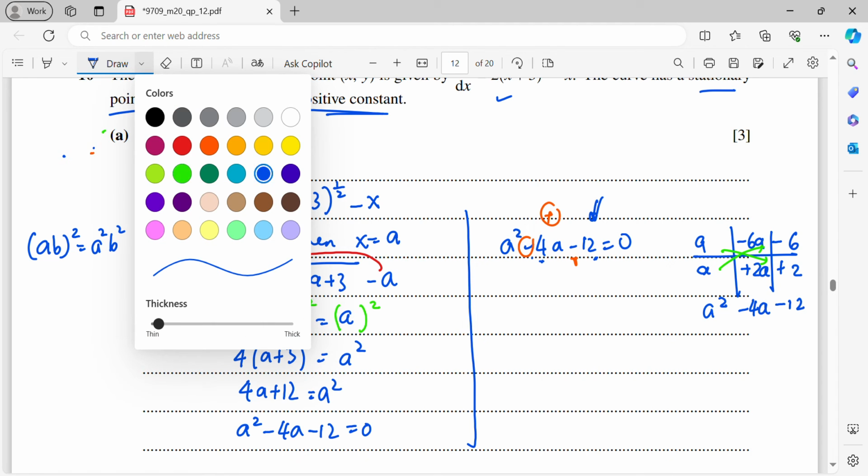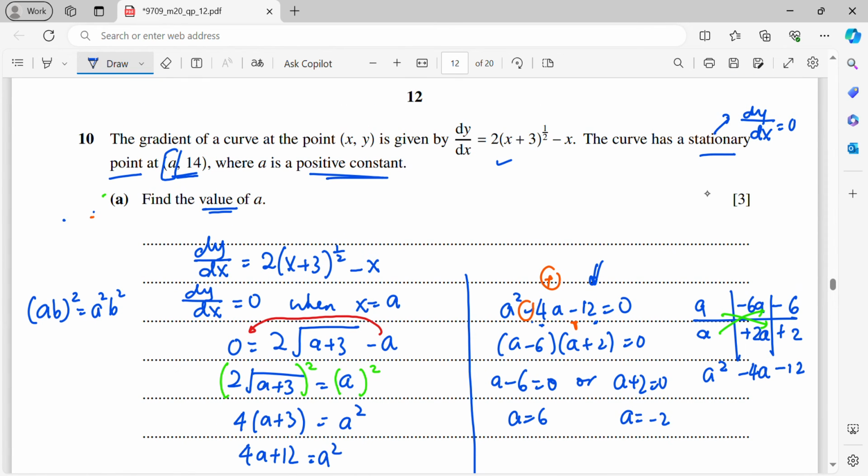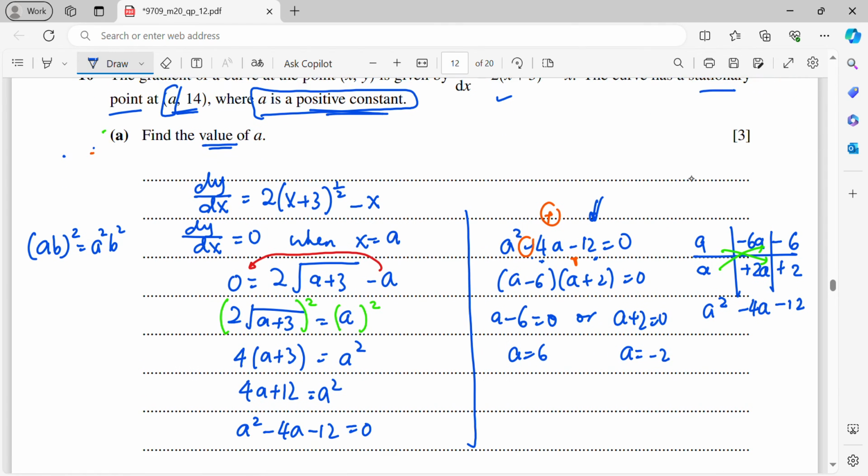Now the final answer, cross multiply. So I will get a minus 6 times a plus 2 equals 0. Hence, either the first bracket equals 0 or the second bracket equals 0. Therefore, my a is 6 or my a is minus 2. Now, it's mentioned a is a positive constant. So given a is positive, that means it's greater than 0. Therefore, your solution must be 6.